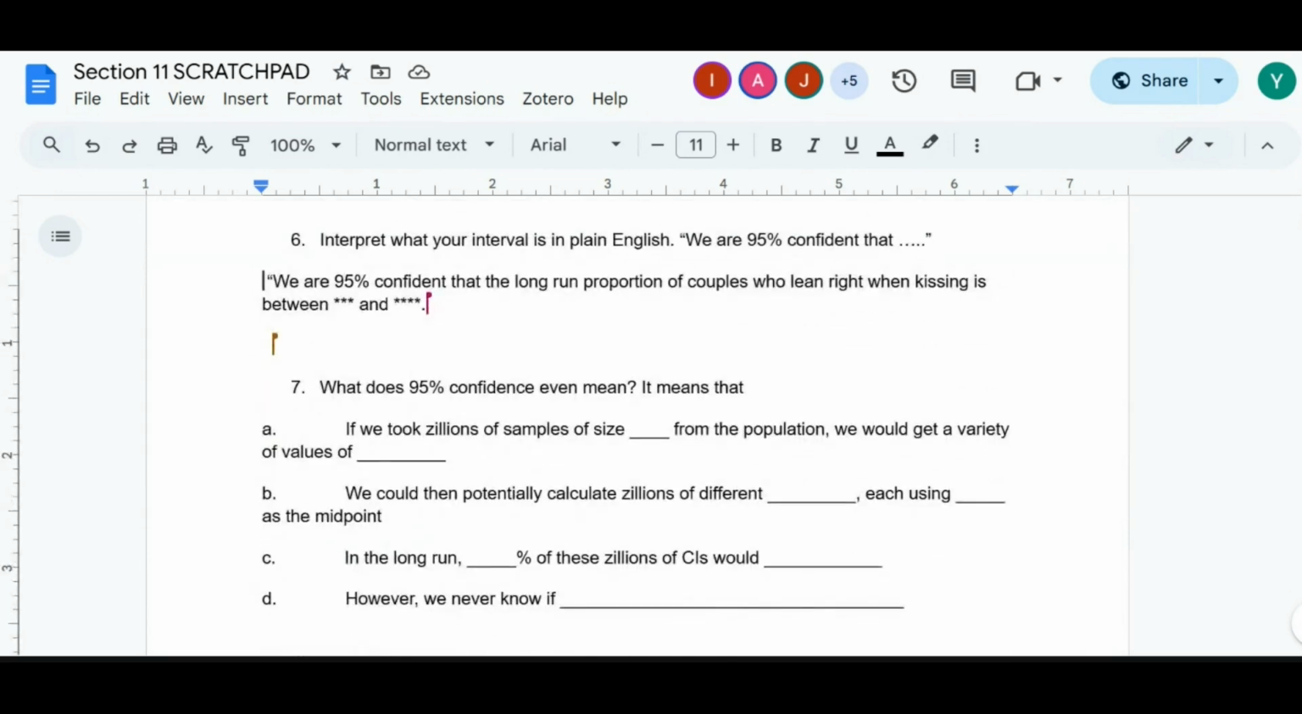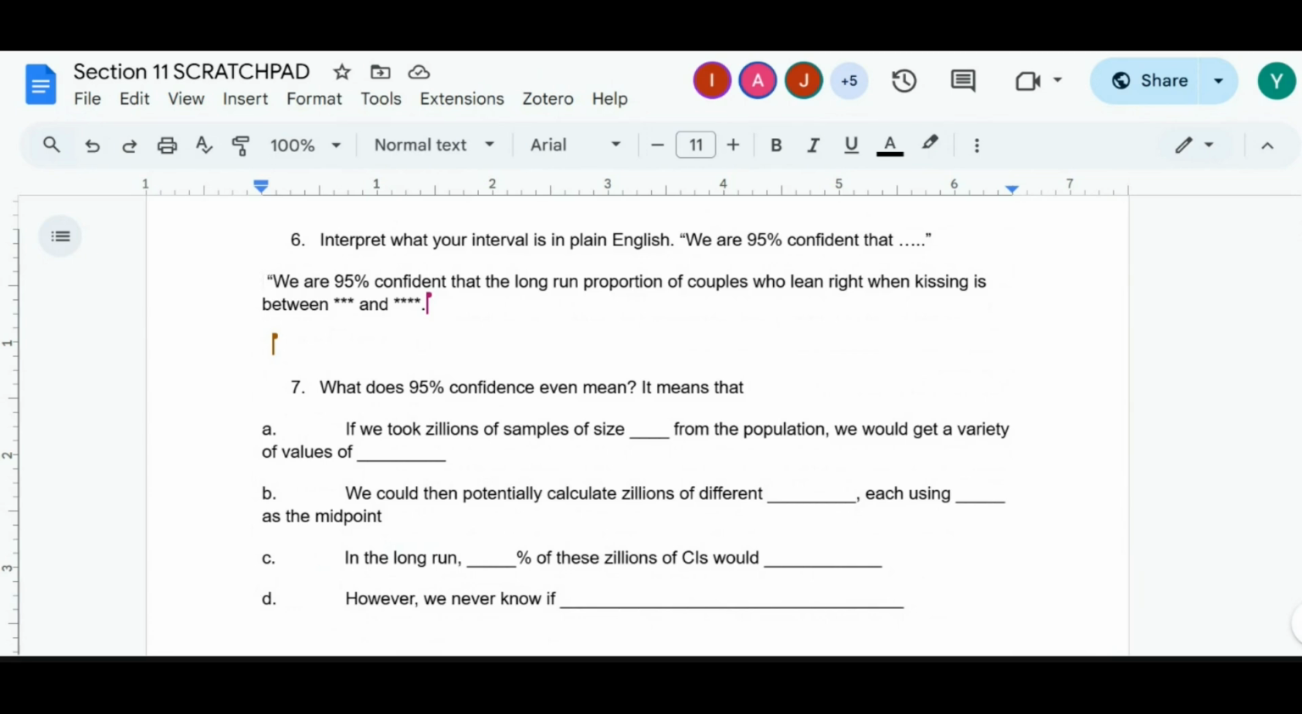I don't really enjoy this layperson definition of confidence. You see, interpret your interval. Confidence interval, you use the word confident. I don't like that kind of thing. So let's do the non-TikTok interpretation. This is quite important for you to get. What does 95% confidence even mean?